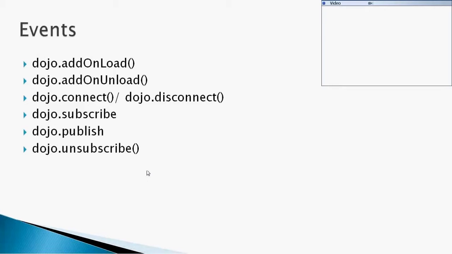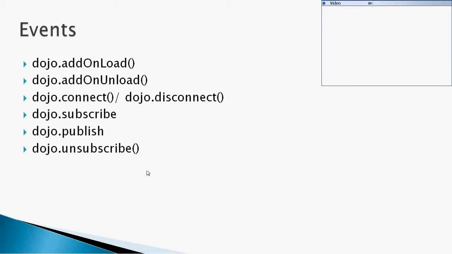To handle most of the events inside the browser, Dojo allows you to add event handlers to do some activity after that event. These are the basic functions which can help you handle events. One is dojo.addOnLoad, which we have already seen, which we can use at the end of page load. Similarly, we have addOnUnload. Before unloading the page, you can give some message to the user, do some cleaning, or save some data.